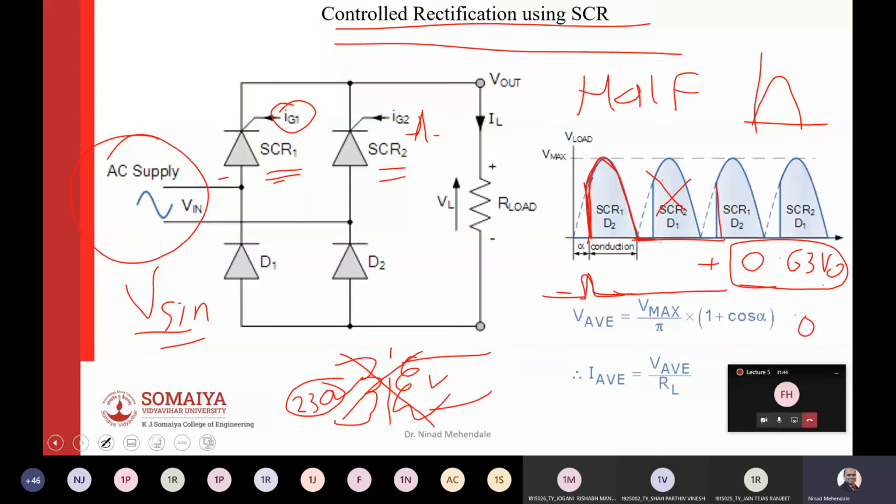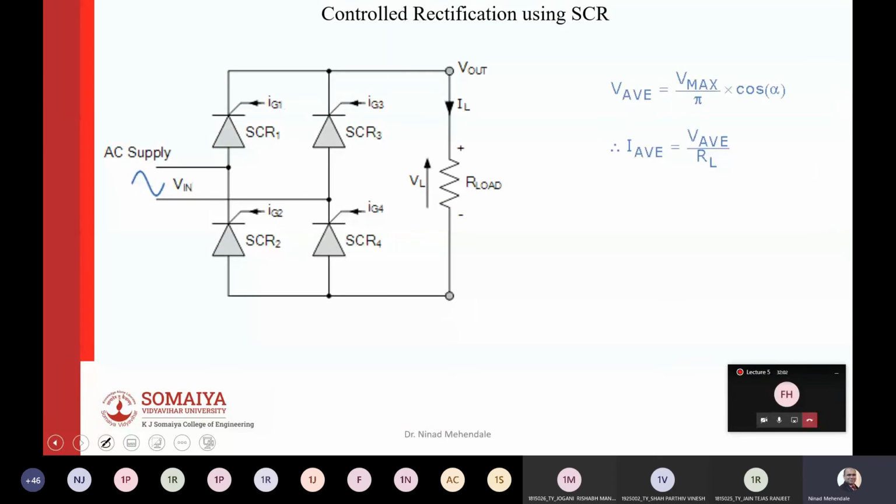So let's say if you want to have a controllable output around 10 volts, then you have to make sure that 0.63 times Vmax is greater than 10 volts. And why the name half control? Because we are not replacing both the diodes by SCR, but just one diode by the SCR.